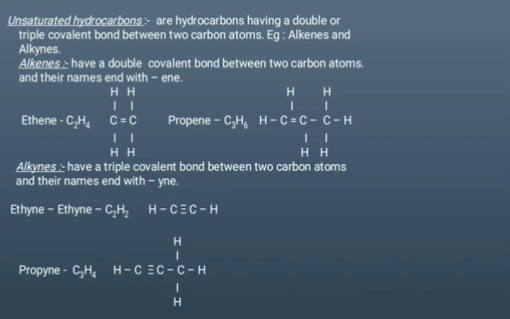Alkynes. Alkynes have a triple covalent bond between the 2 carbon atoms, and their names end with the suffix yne. Example, ethyne, C2H2. 2 carbon atoms have a triple bond. Propyne. The first and second carbon atoms have 3 covalent bonds.